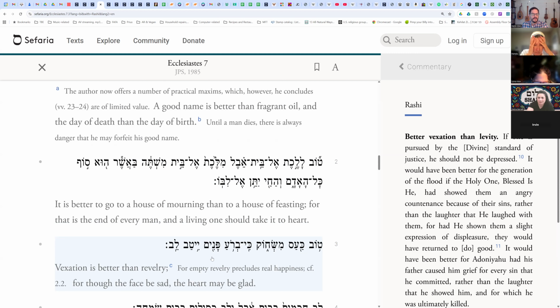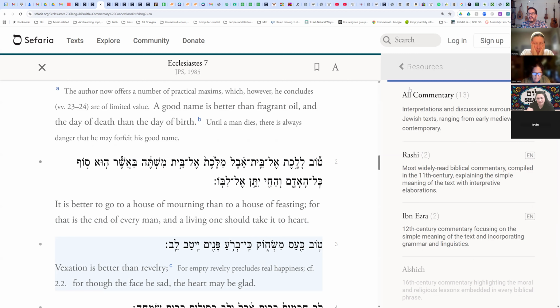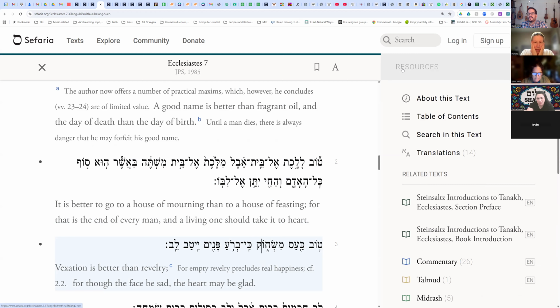Ki varoa panim, though the face be sad, they have it here, yitav lev. The heart may be glad. Sad and glad, two of the four emotions for a 6-year-old. Though the face be sad, ki varoa panim yitav lev, the heart will be great, joyous. So isn't that interesting? Let's see how some of the other translations do this.